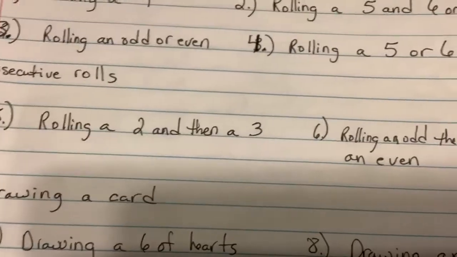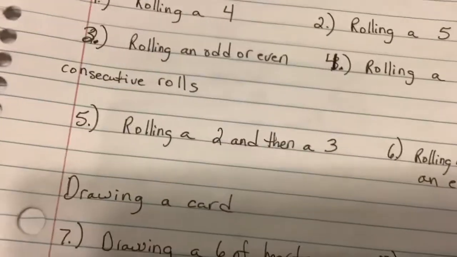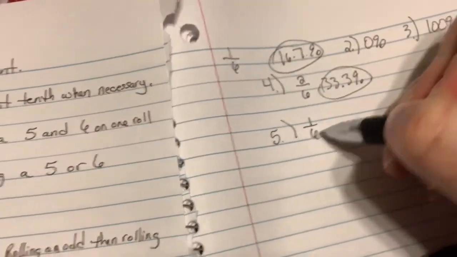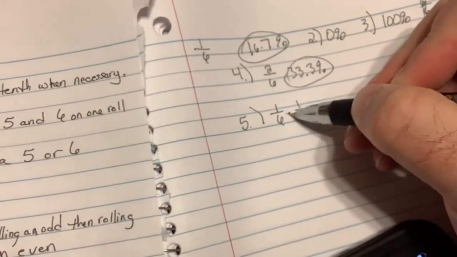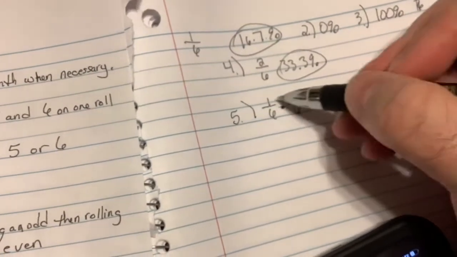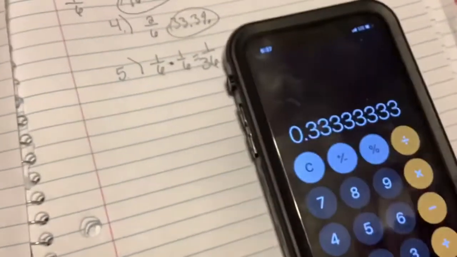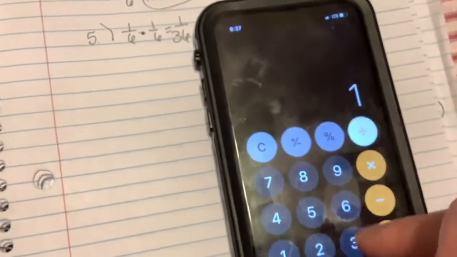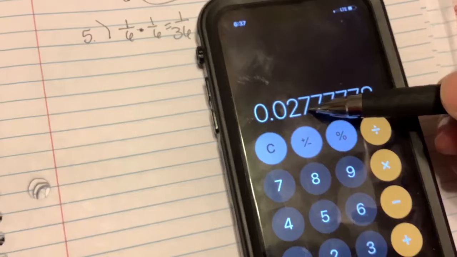Okay? Consecutive rolls, that's rolling 2 rolls. And so this goes into where we start multiplying the two fractions. Okay, so number 5 is rolling a 2, so that's a 1 out of 6. And then rolling a 3, which is also a 1 out of 6. And you multiply those. And 1 times 1 is 1. Make sure that's not 2. You're not adding them. You're multiplying them. And 6 times 6 is 36. So now we do 1 divided by 36, which is, move the decimal twice, 2.8%. Round that up because that's a 7. So 2.8%.